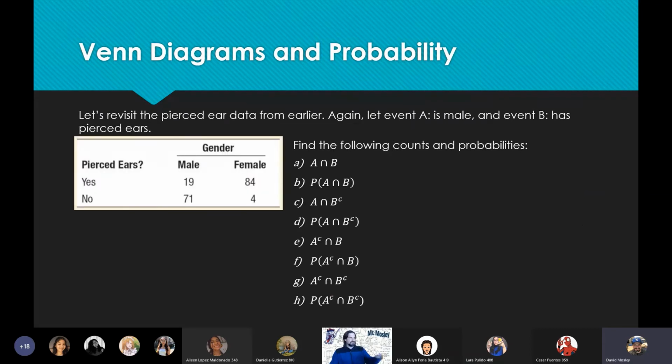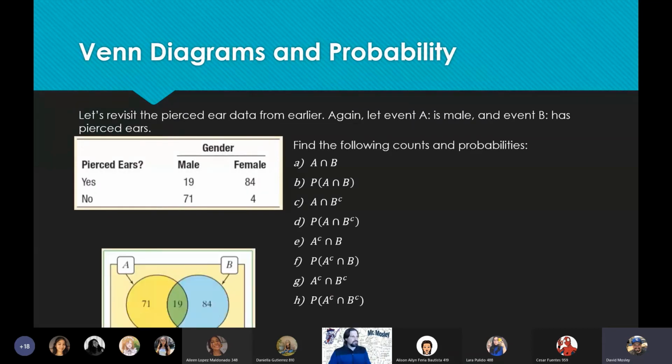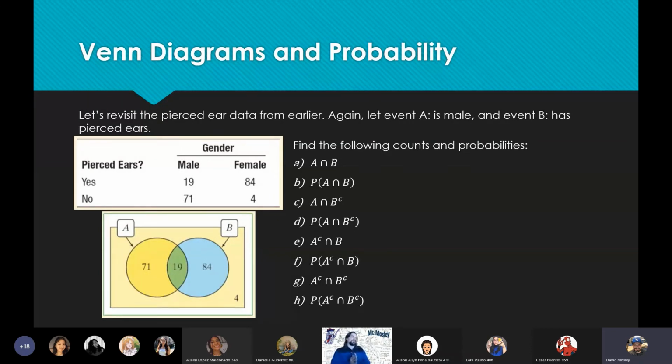So then we're going to look at this pierced ear data again. Using our new notation here, we once again have the event A represents a male, and B has pierced ears. So we have our two events, and we have just the section of the table that we need. We don't have the totals. I think the total number here is 178 people.